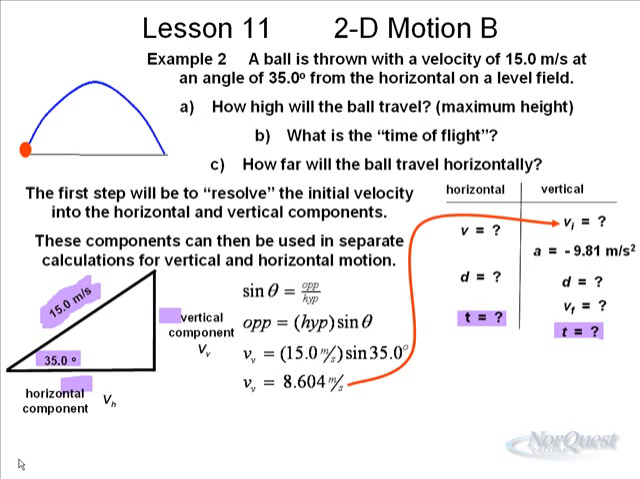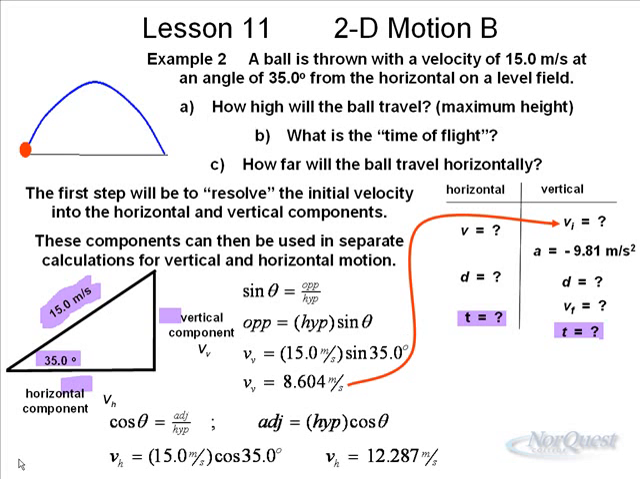Now the horizontal component is found using the same idea, only instead of the sine we use the cosine. Cosine is adjacent, or horizontal, divided by hypotenuse, which is 15. So the adjacent is equal to the hypotenuse times the cosine of theta, and 15 times the cosine of 35 is 12.287. So horizontally, it's traveling at 12.287. Vertically, it's going to change because of gravity, 9.81. Horizontally, it's not going to change. It's going to remain at a constant 12.287 meters per second.